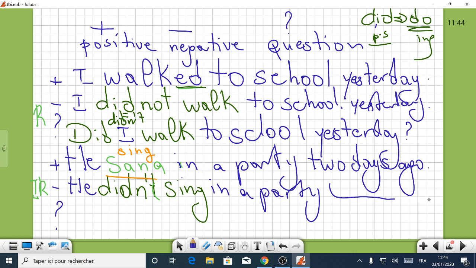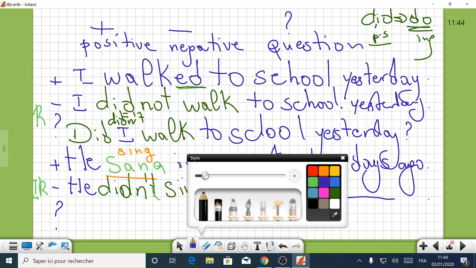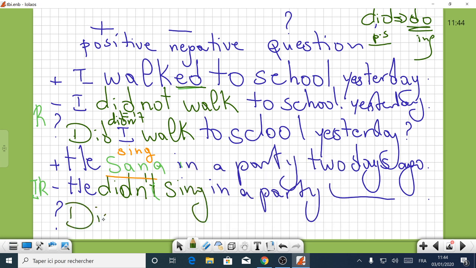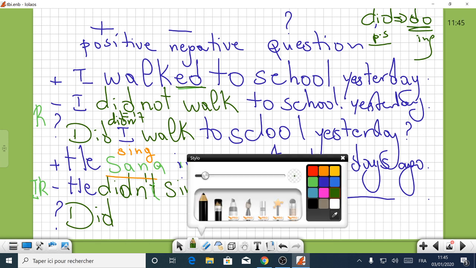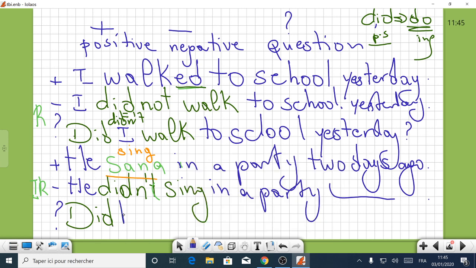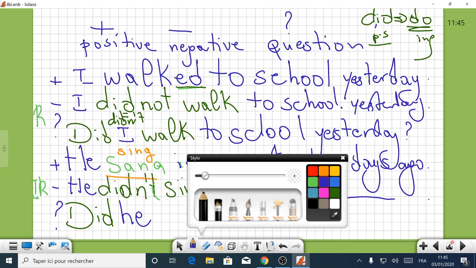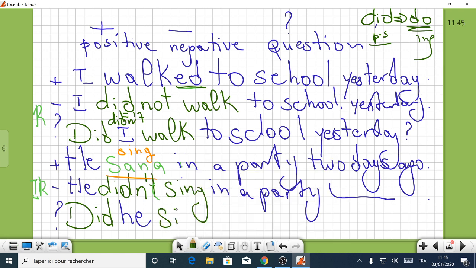And then we go to the question form and we say, what do we have in the question form exactly? We have the inversion. So I start by did. Inversion of the subject and the auxiliary. The subject is he, did he, and the verb is simple. Did he sing? Of course, just infinitive. Did he sing in a party today? Of course, I finish the sentence and I put a question mark.